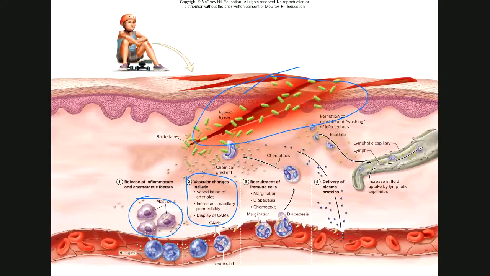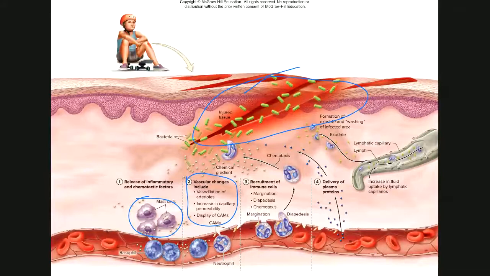And the signs and symptoms of inflammation have to do with this. So histamine is a vasodilator, so that would be one of the vascular changes here. So we have vasodilation of arterioles. This is for the blood vessels that have not been injured. So this is a healthy blood vessel.